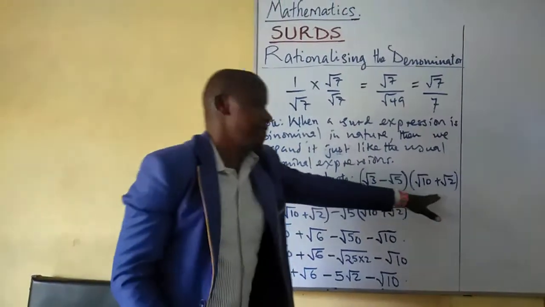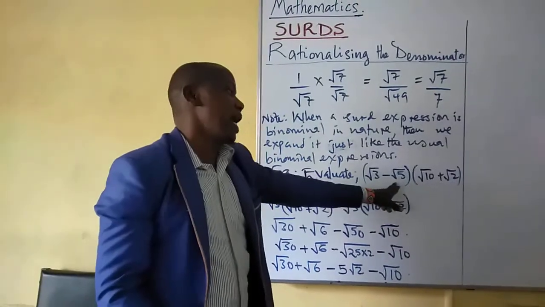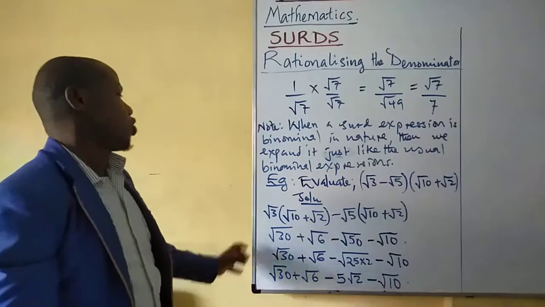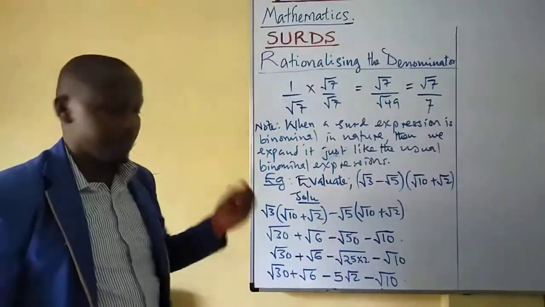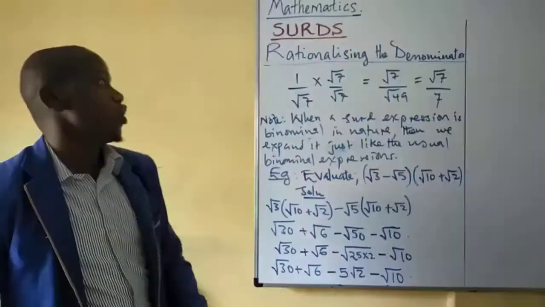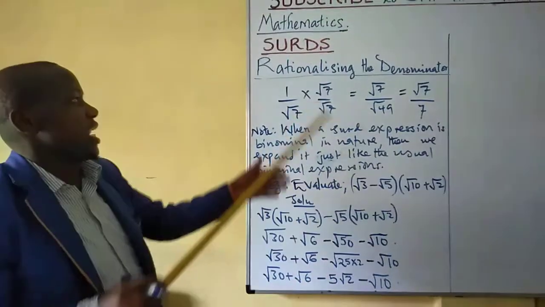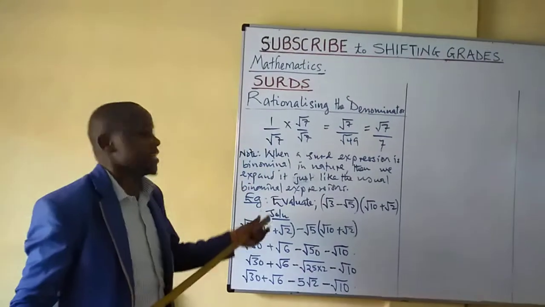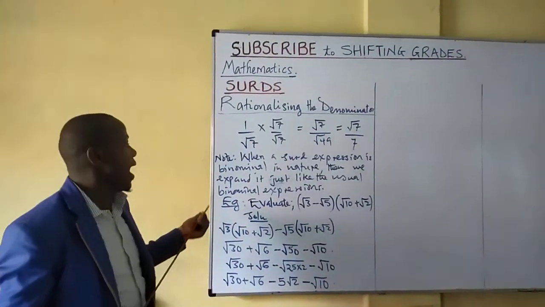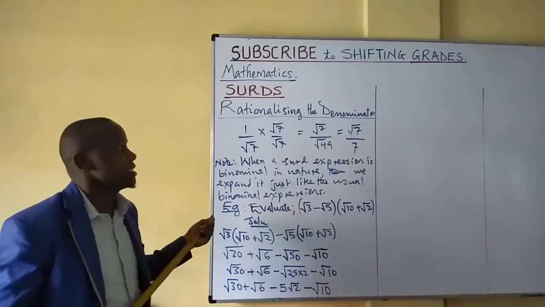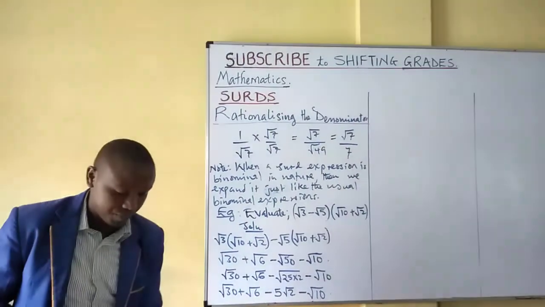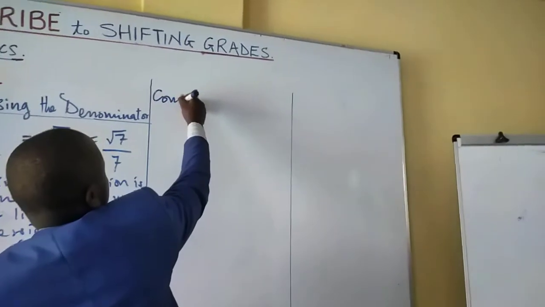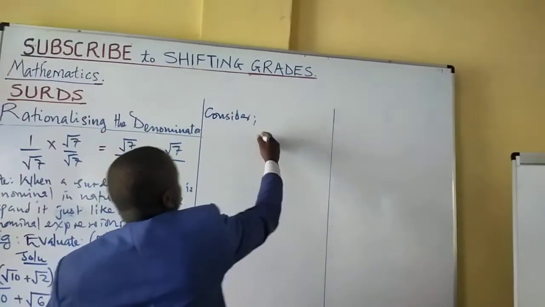One term by everything in the other factor, and the other term by everything in this other factor. Just like that. So with that concept now, after reviewing it, I would like us to go to rationalizing the denominator, or simplifying by rationalizing the denominator, where the denominator is in binomial form. Let's consider something here.